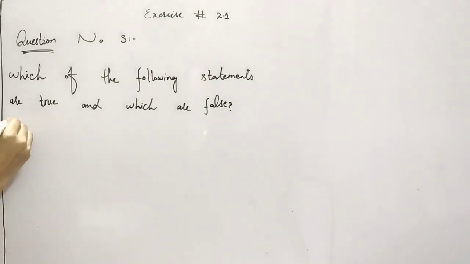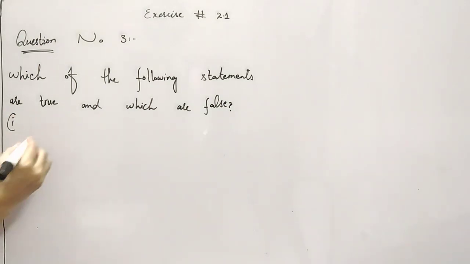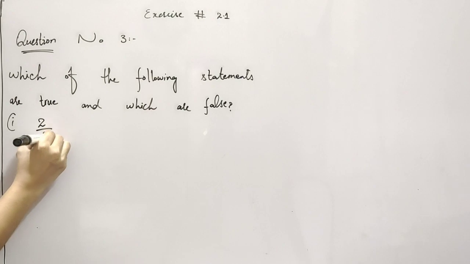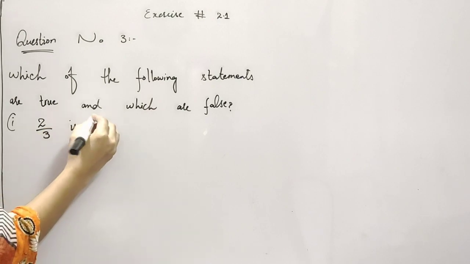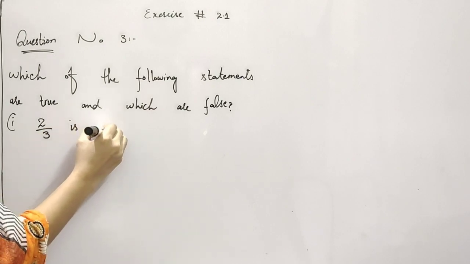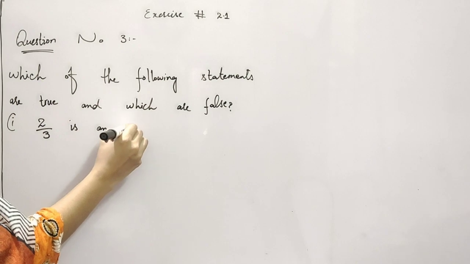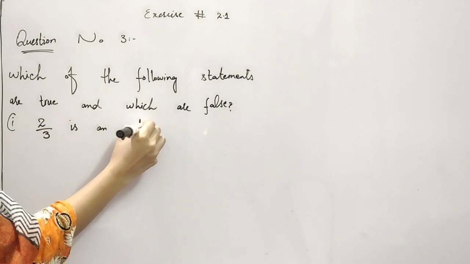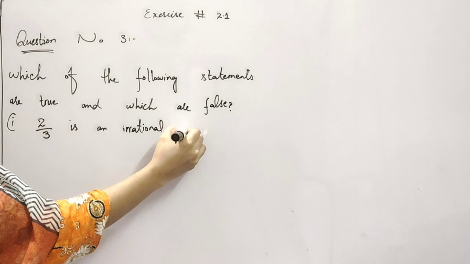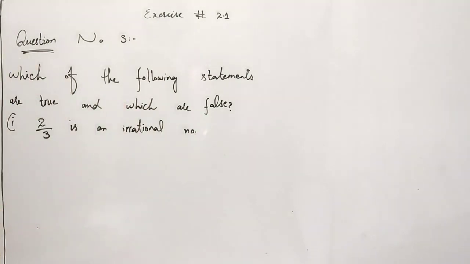And the statements are, the first part is 2 by 3 is an irrational number. Okay, 2 by 3 is an irrational number.